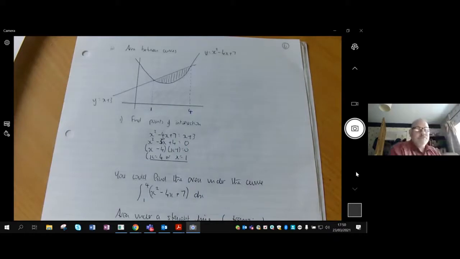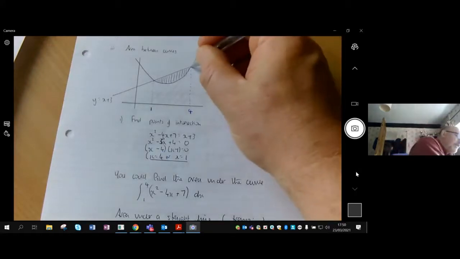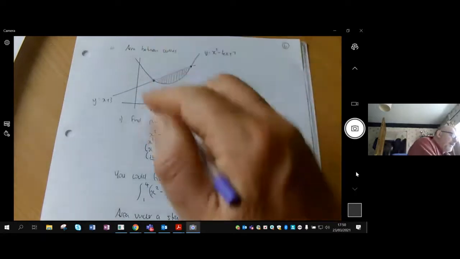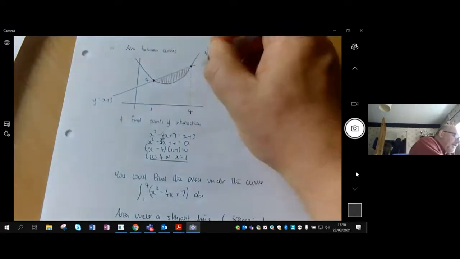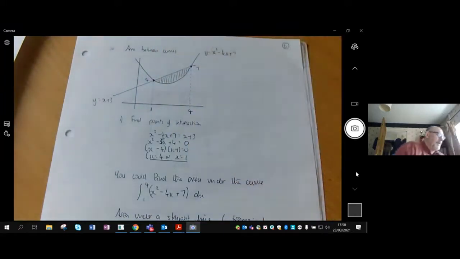I could now find the area under the straight line. It's a trapezium. I would have to find the y values there and there, but I could find them quite easily. The y values would be 4 and 7. So the area of the trapezium would be, at the parallel sides, 4 plus 7 divided by 2, multiplied by 3, and you would get the area of the trapezium, and then you could subtract them. And if you get that right, you would get full marks.